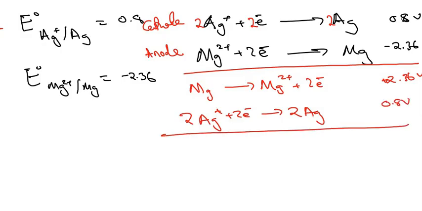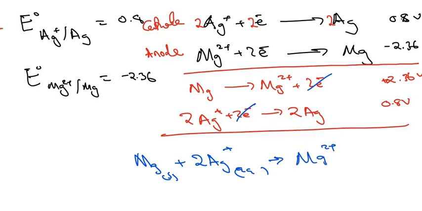So here now we can add. By addition, we're going to cancel the 2 electrons appearing on both ends. This will give us magnesium solid. If there is no charge, meaning it's a solid because it's a metal, right? Then this is in aqueous. This is giving us magnesium 2+. This is in aqueous. Then this is silver. This is solid.